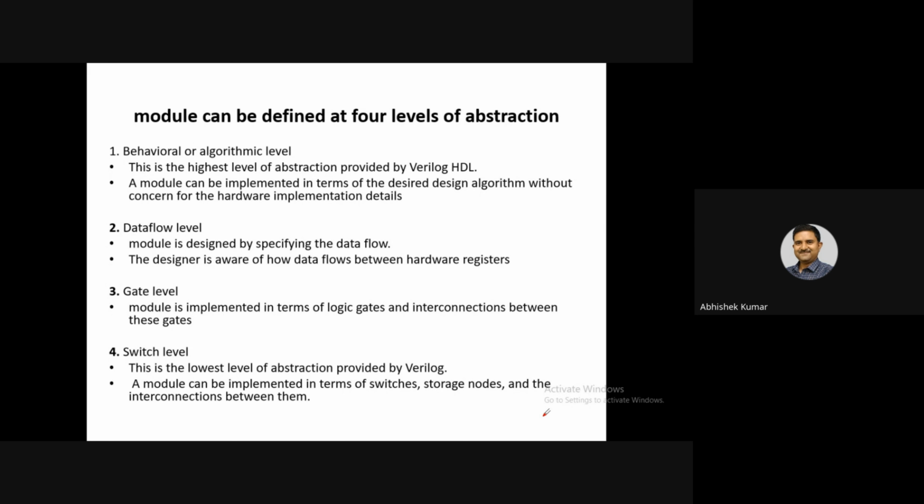The fourth one is switch level modeling, which is the lowest level of the modeling styles. Switch modeling is used for designing a circuit using transistors. We will talk about NMOS, PMOS, CMOS transistor-level design instances to construct a circuit. Out of all the four, the most important modeling style is gate level modeling.